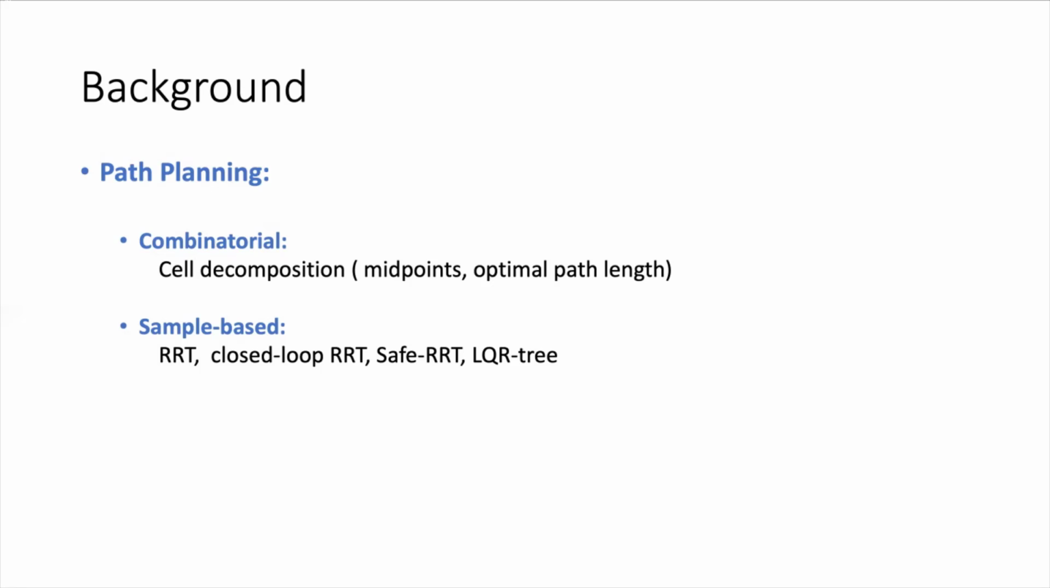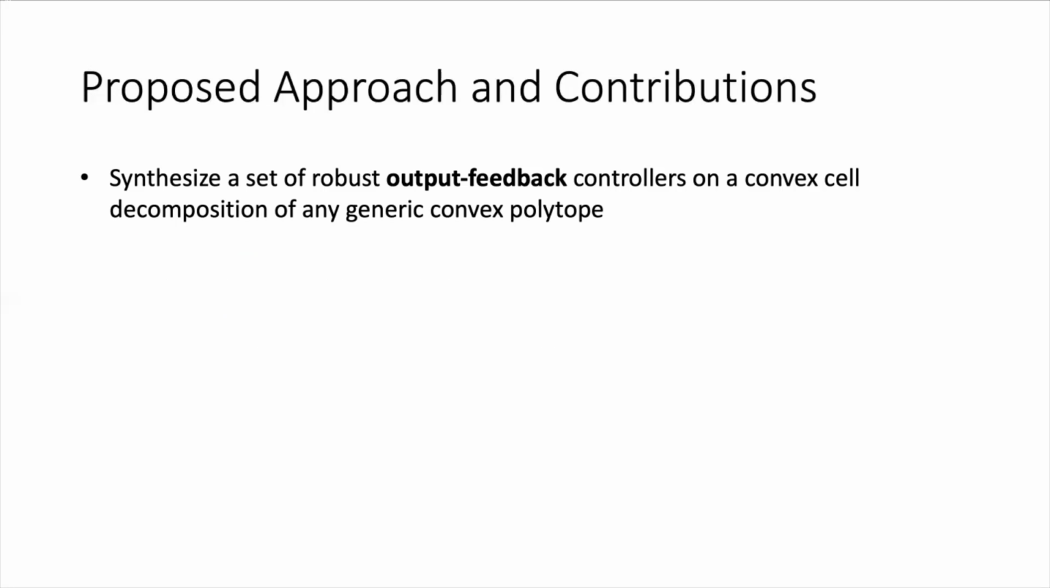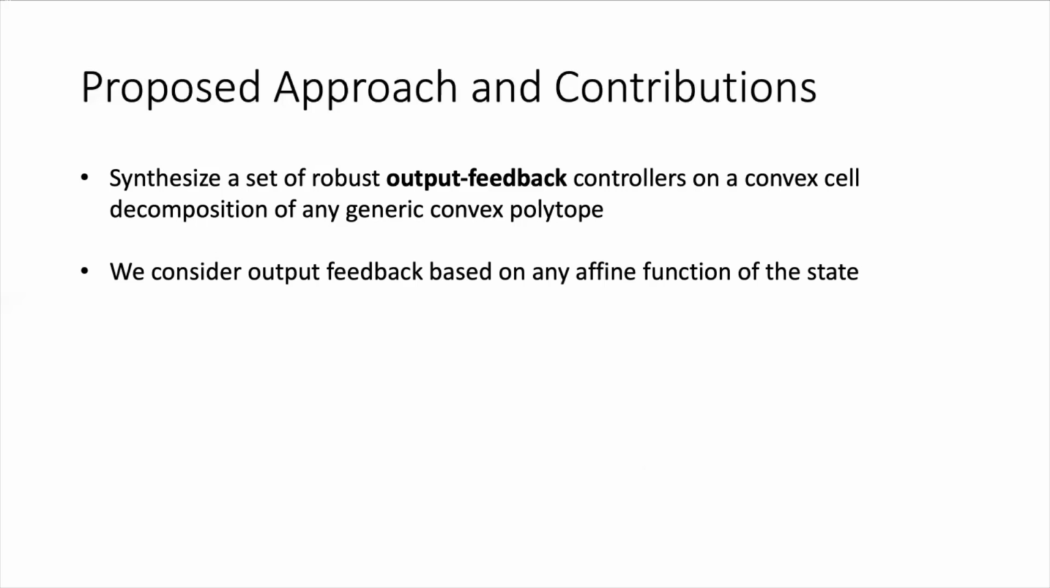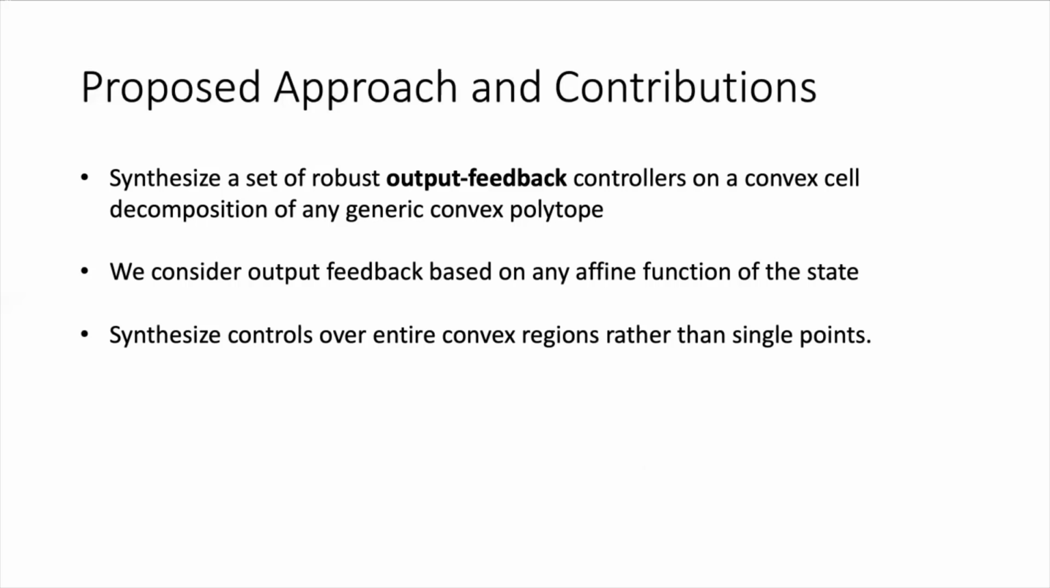The common trait among all these works is the use of full state feedback, but in this work, we design an output feedback controller by directly using measurements available to the agent. We synthesize a set of output feedback controllers on a convex cell decomposition of any generic convex polytope. We consider output feedback based on any affine function of the states, and we design a controller over the entire convex region rather than single points.